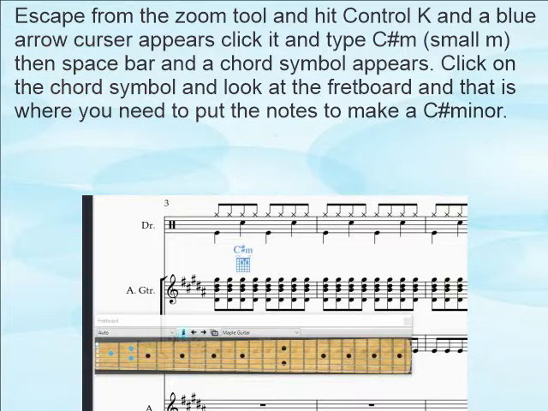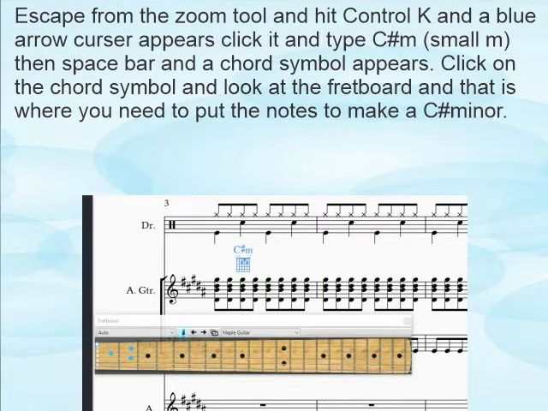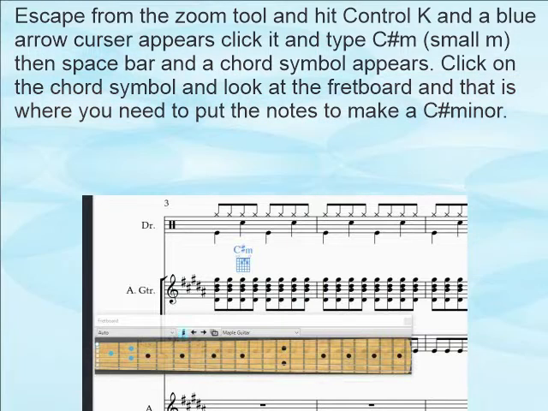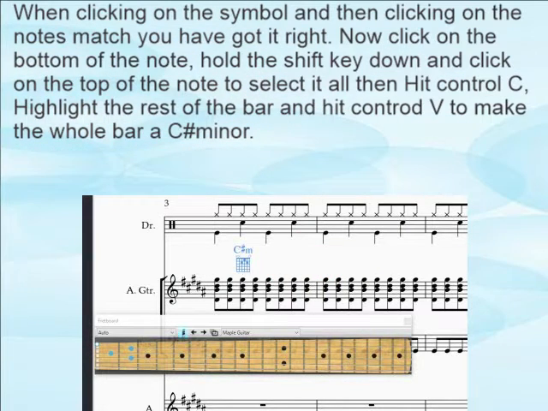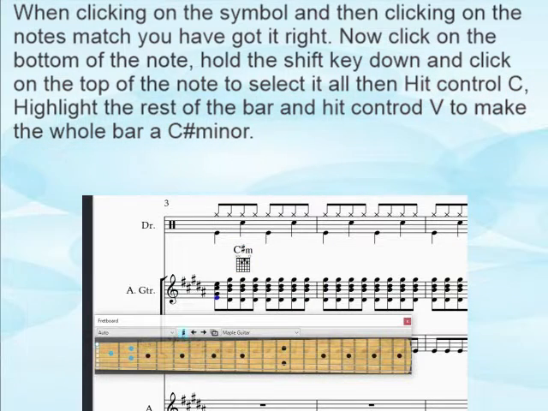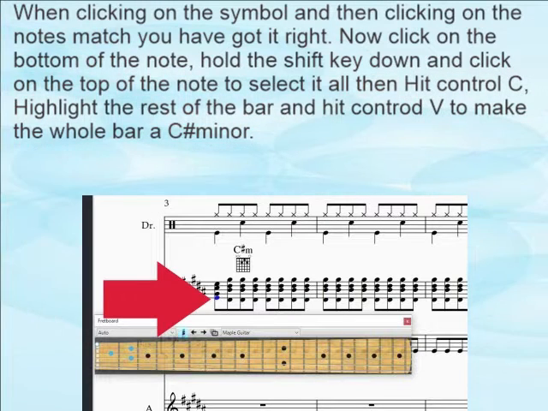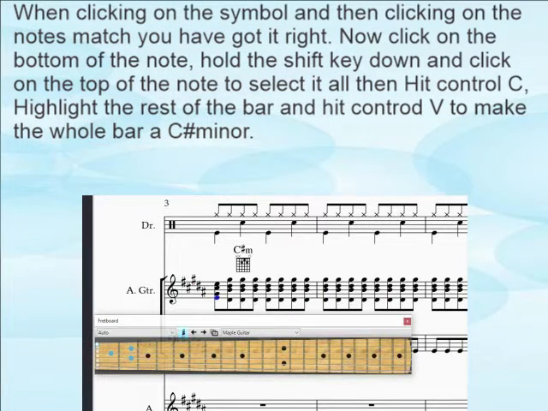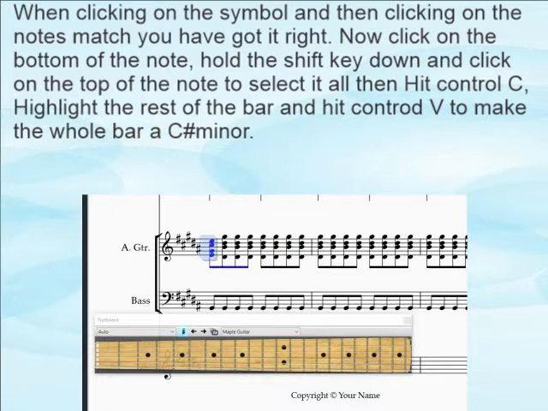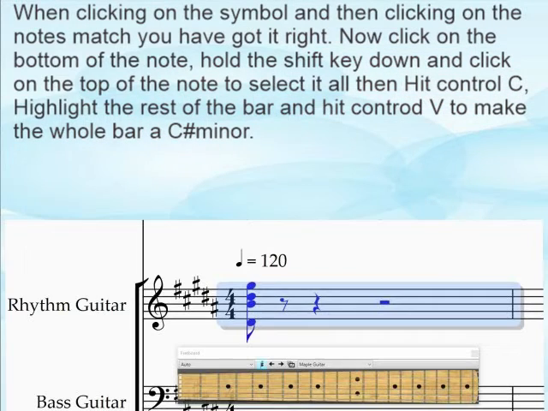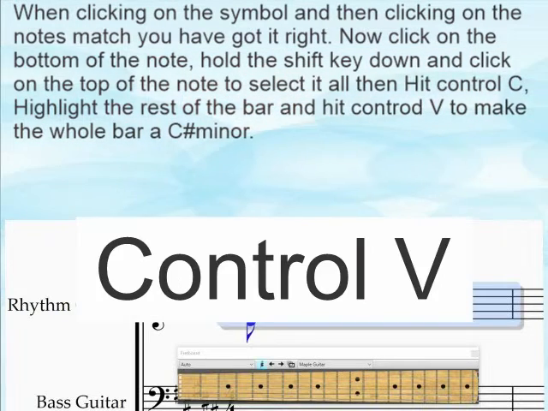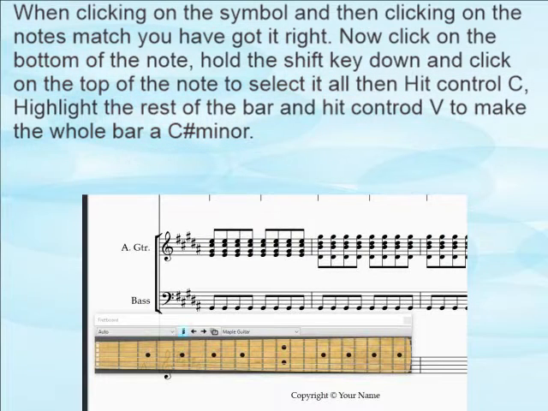Click on the chord symbol and look at the fretboard, and that is where you need to put the notes to make a C sharp minor. When clicking on the symbol and then clicking on the notes match, you've got it right. Now click on the bottom of the note, hold the shift key down and click on the top of the note to select it all, then hit Ctrl C. Highlight the rest of the bar and hit Ctrl V to make the whole bar C sharp minor.